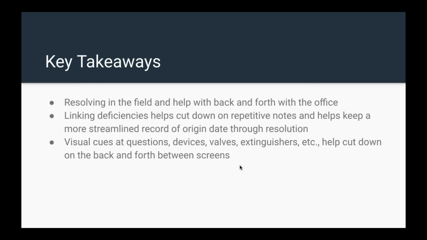This helps you quickly pull up that information for your AHJ if you need to, or for your customer, and say, hey, this particular deficiency was originally identified on this date, and we let you know about it on this date, we've re-identified it on this date, and instead of you potentially missing one, it's all in one record.